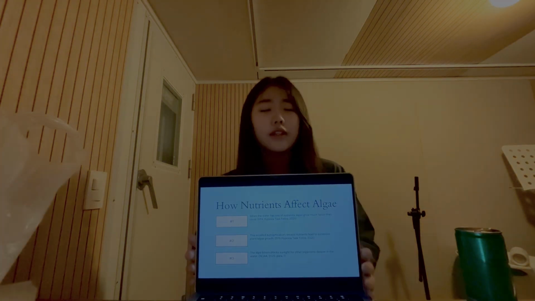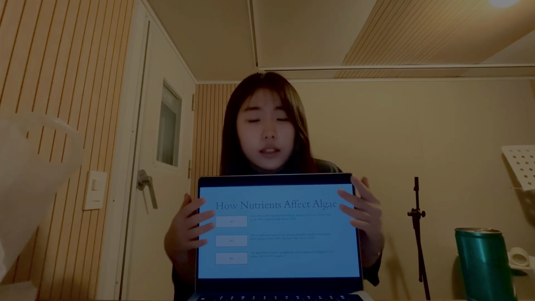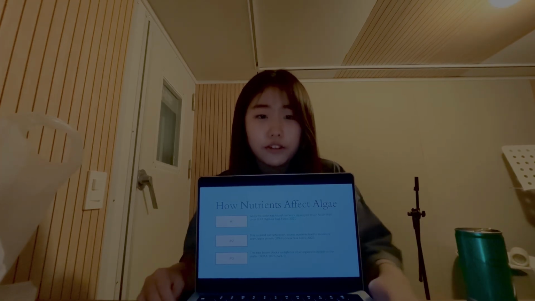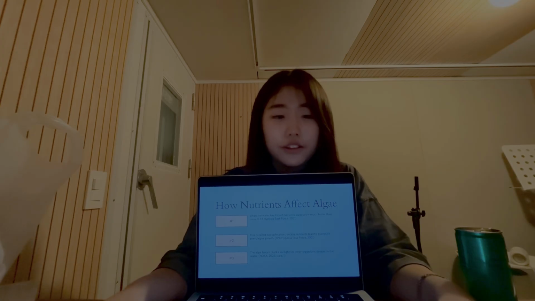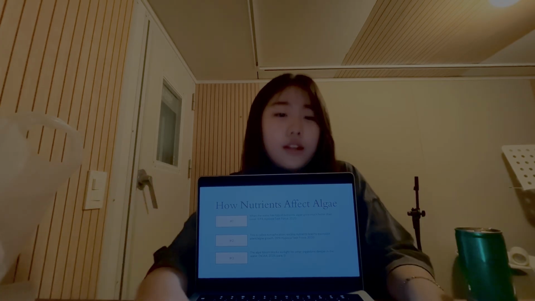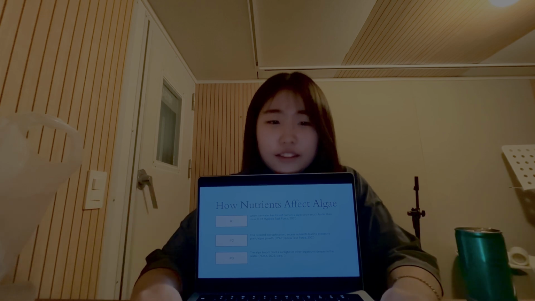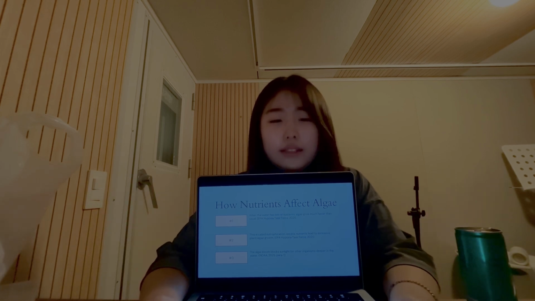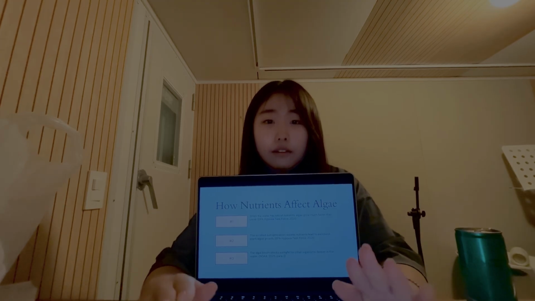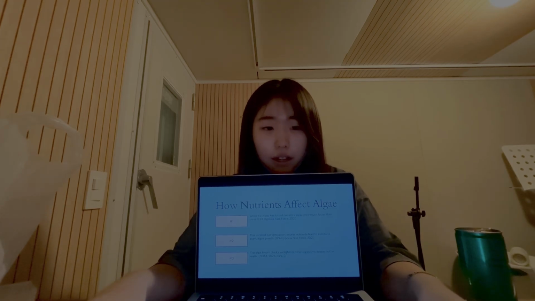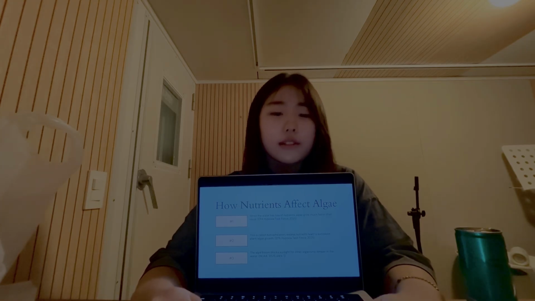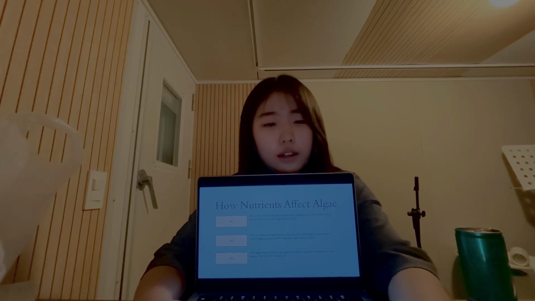And I'm going to tell you about how nutrients affect the algae. So first, when the water has a lot of nutrients, algae grow faster than usual, and this is called eutrophication. Excess nutrients lead to excessive plant and algae growth, which means that if they have a lot of nutrients, they will grow a lot. And the algal bloom blocks the sunlight for other organisms deeper in the water.